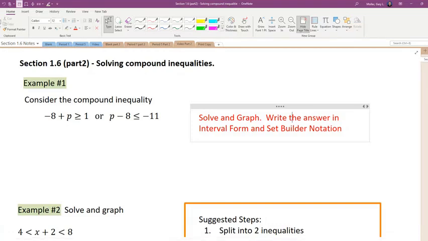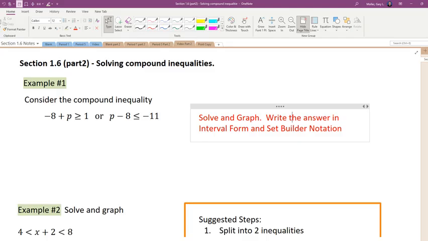In this video, we're going to be continuing our conversation on solving compound inequalities. And this time, instead of just getting comfortable with inequalities, we're actually going to do some solving. So, example one, consider this compound inequality. Compared to the last lesson, you'll notice that it's not a simple statement of p is greater than and p is less than. This is one where we have to do a little bit of math first.